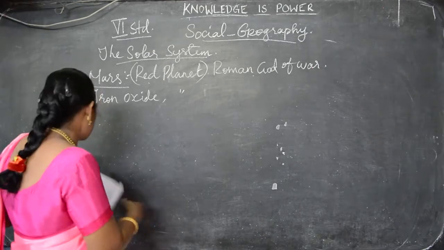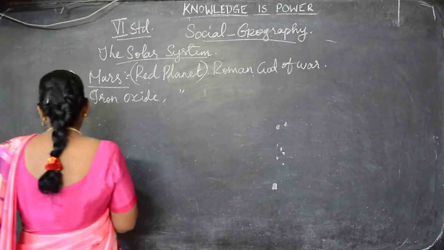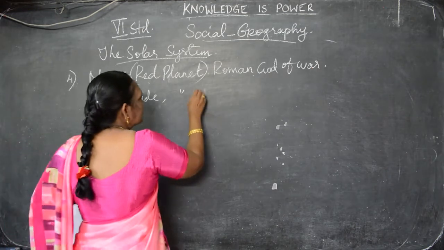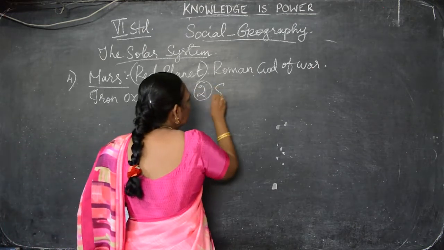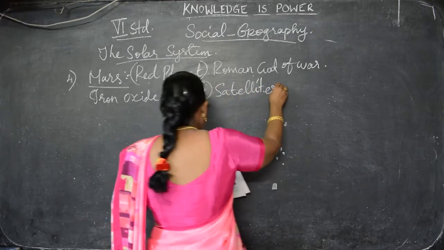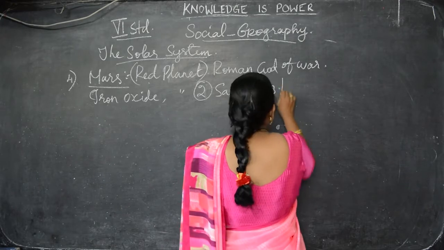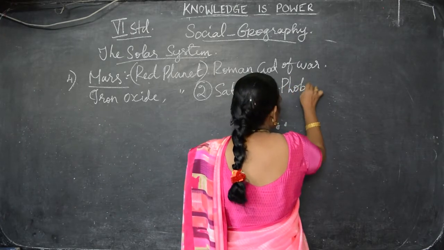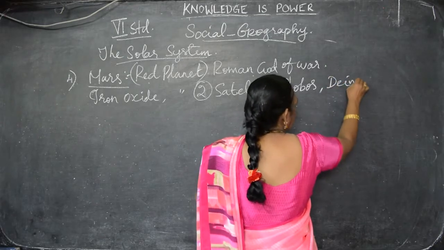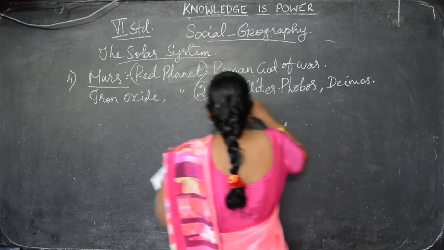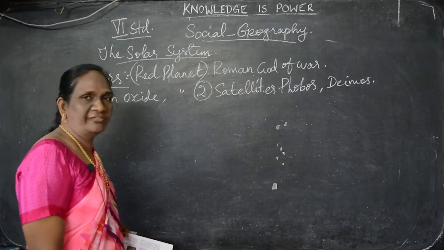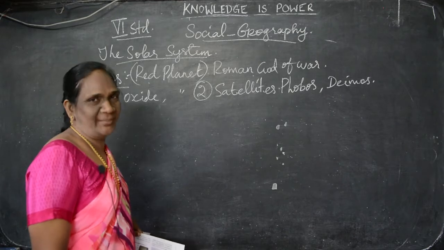Another thing is that Mars has 2 satellites. They are called Phobos and Deimos. 2 satellites are there in the planet Mars. Say all of you: Phobos, Deimos.